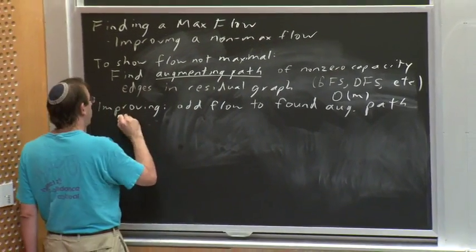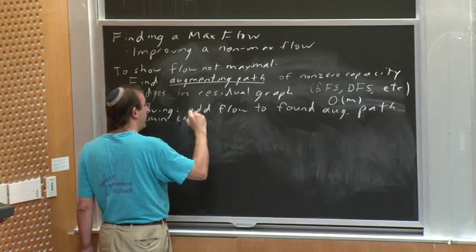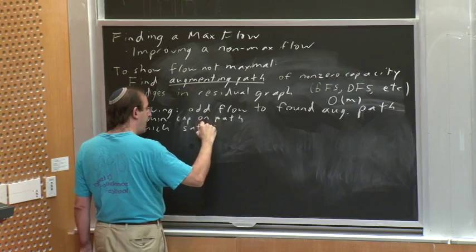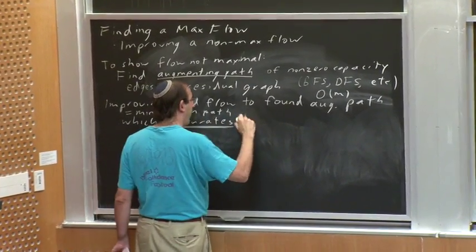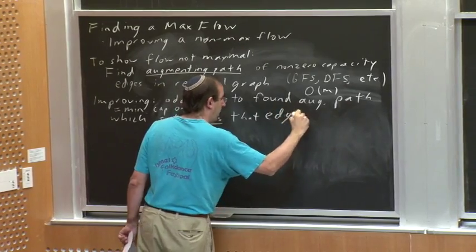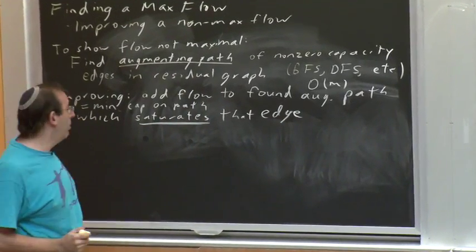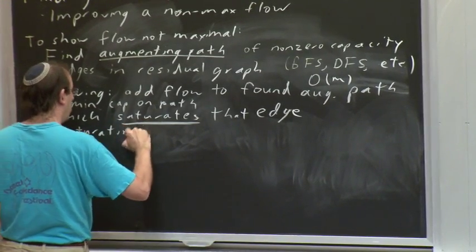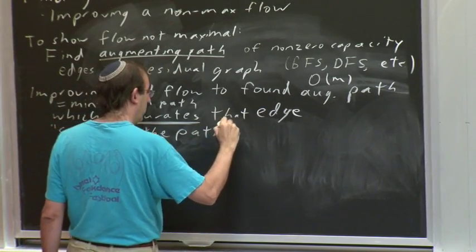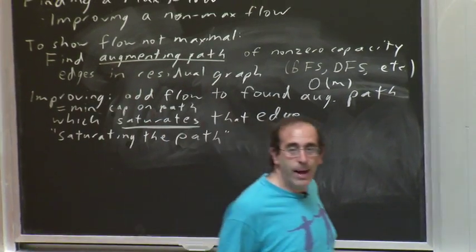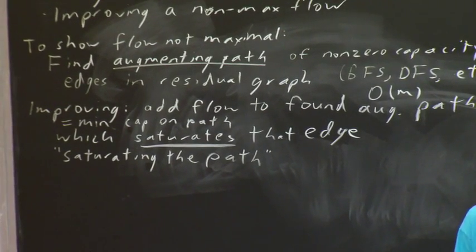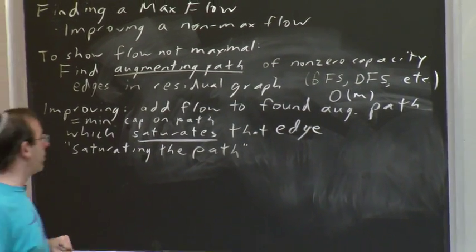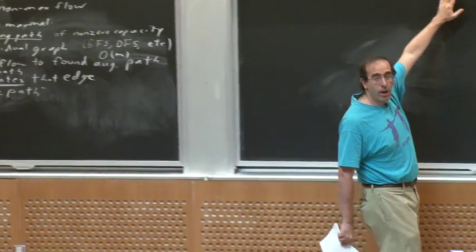Exactly. So we add an amount equal to the minimum capacity on the path, which saturates that edge. It's now full. It can't take any more flow. And the shorthand for this, I'm going to call this saturating the path. So when I talk about saturating an augmenting path, I'm saying put as much flow as you possibly can onto that path. So this gives us an algorithm for improving a flow.